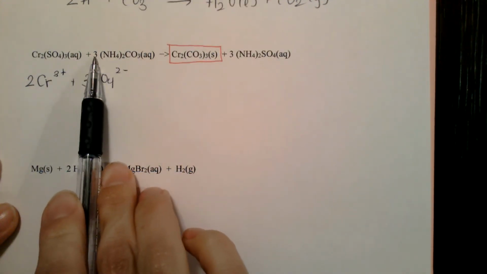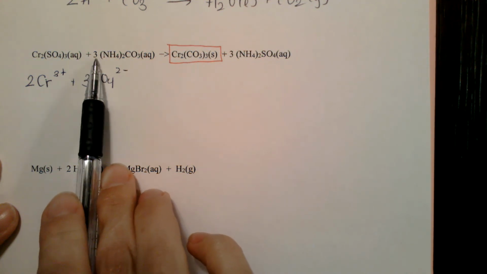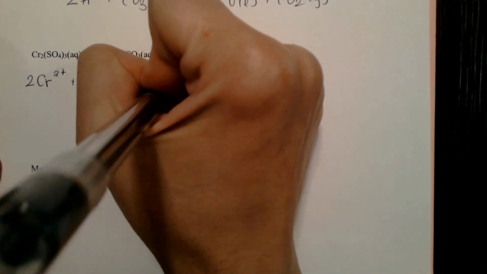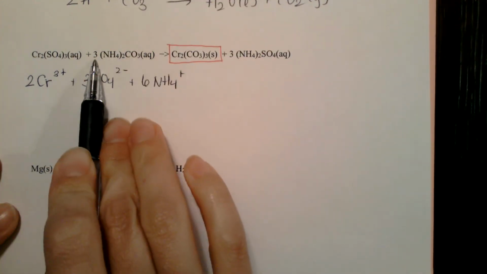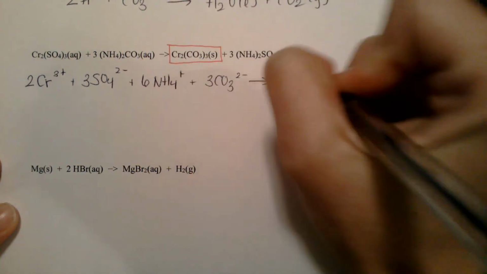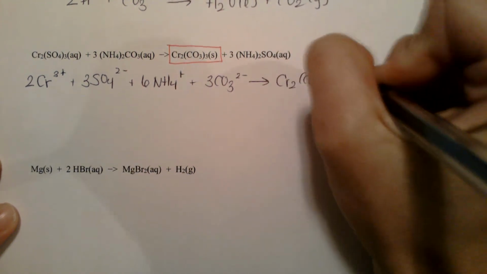Okay, so here I have a coefficient and a subscript. I'm going to multiply those together. I have 3 times 2 gives me 6 ammonium. And this 3 is going to go with the carbonate as well. So I get 3 carbonates. Arrow, Cr2(CO3)3 solid.